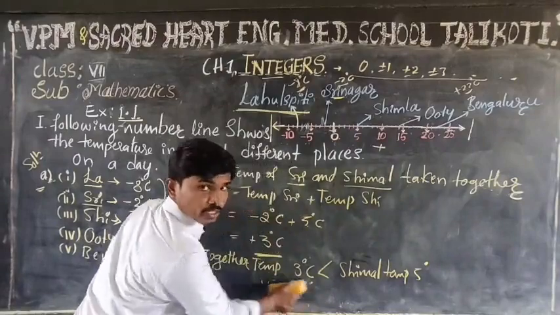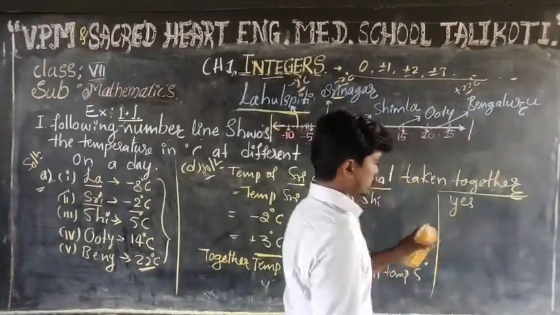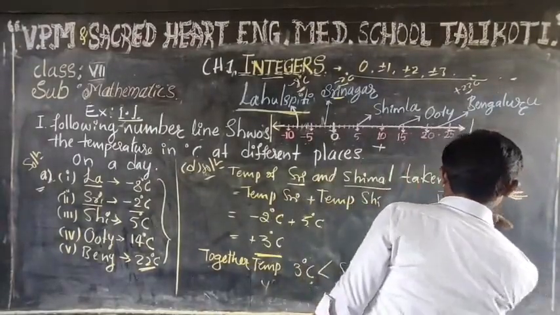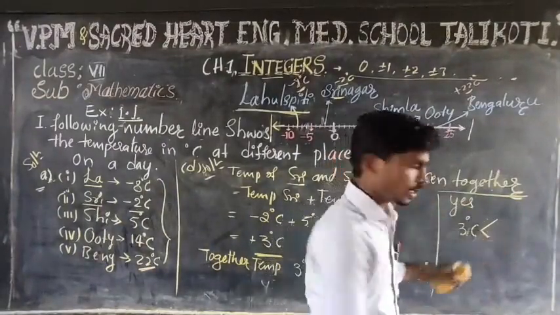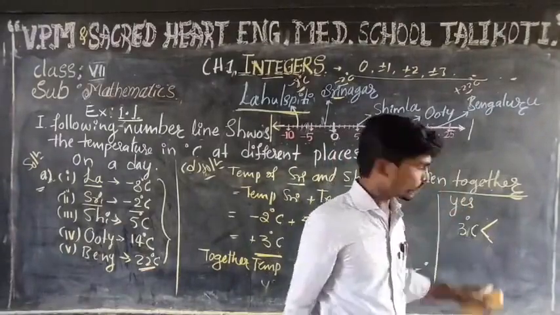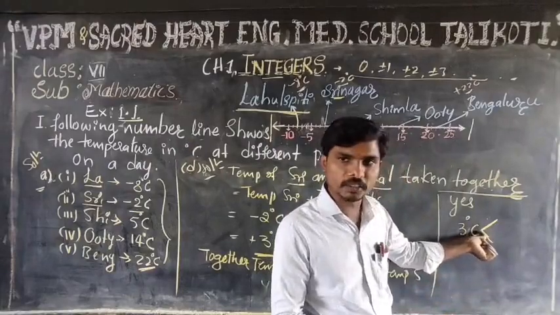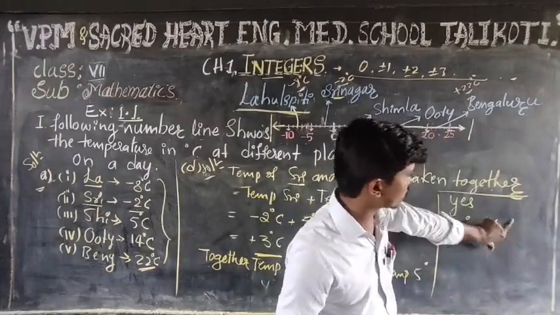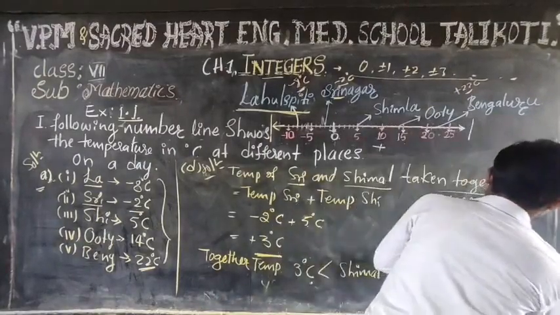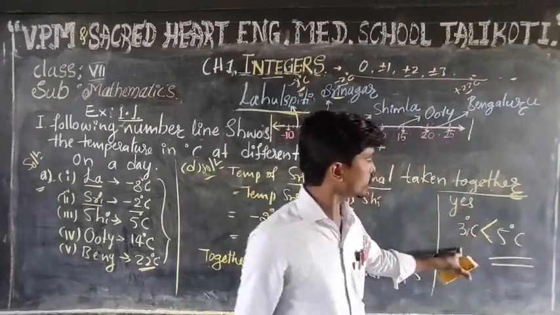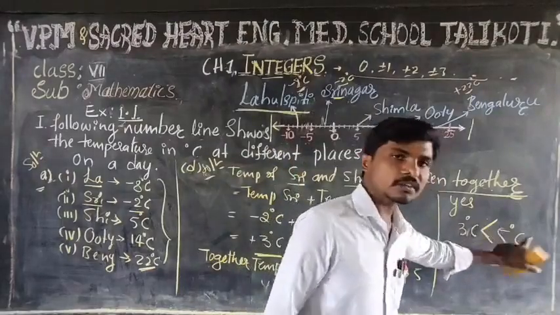This is not visible, I think. Okay, I will write here. Yes, our answer is yes. Temperature, that is 3 degrees Celsius, is less than, this symbol is the less than symbol. We can call this a small thin point, we can choose the less symbol, and the widened part is the largest one, that is 5 degrees Celsius. Our answer is yes. That is, the temperature together of Srinagar and Simla is less than temperature of Simla.